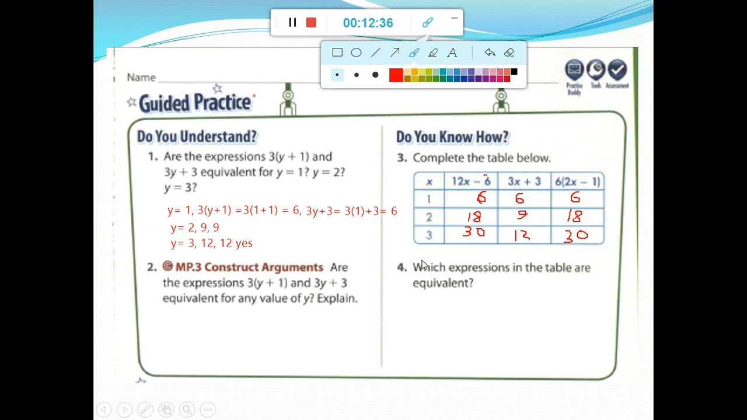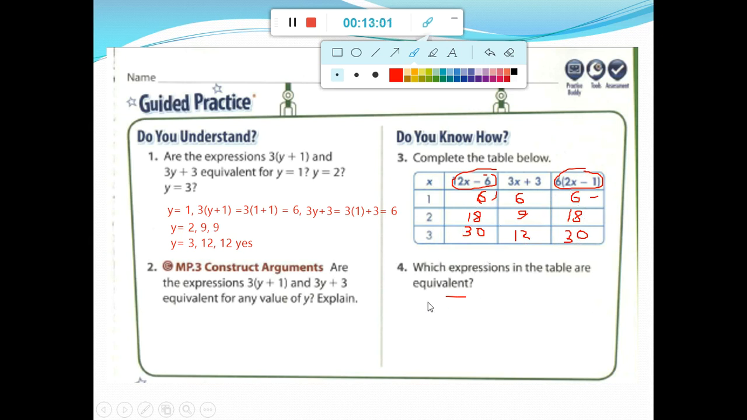or 2 or 3. Which expressions in the table are equivalent? It's clear from the table. This expression and this expression are equivalent because they give the same values when we substitute the same value for x: 6, 18, 30. Now let me prove it for you in another way.